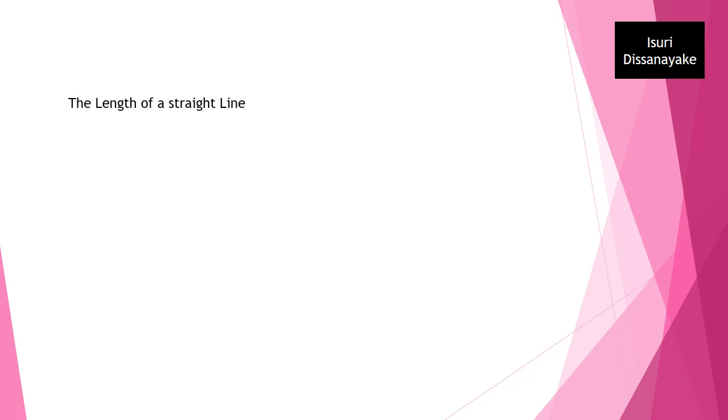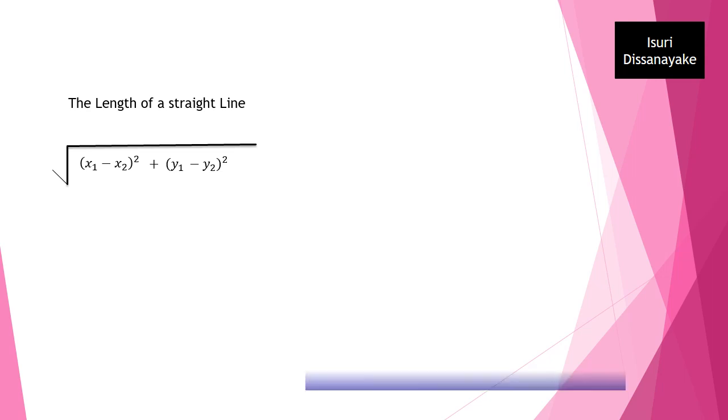Now we are going to find the length of a straight line. This is the formula: (x1 minus x2) whole thing squared plus (y1 minus y2) whole thing squared. You take the square root of the answer.